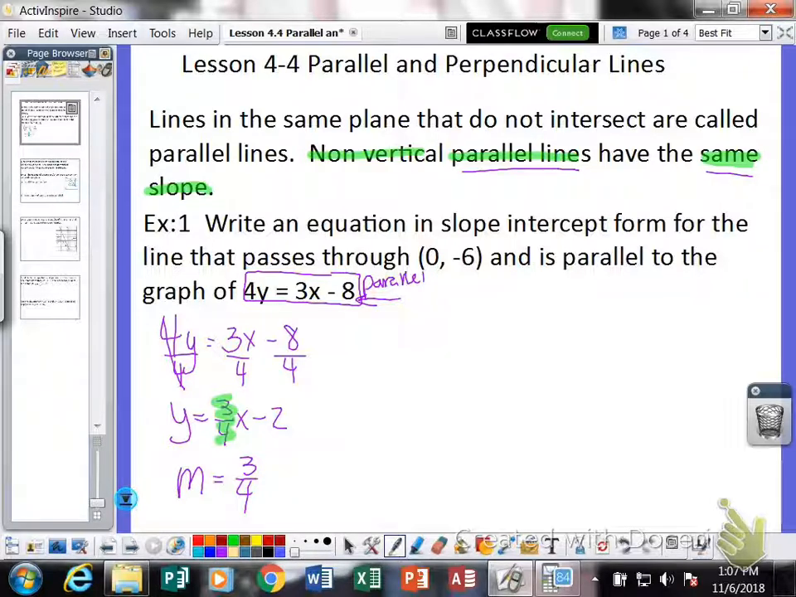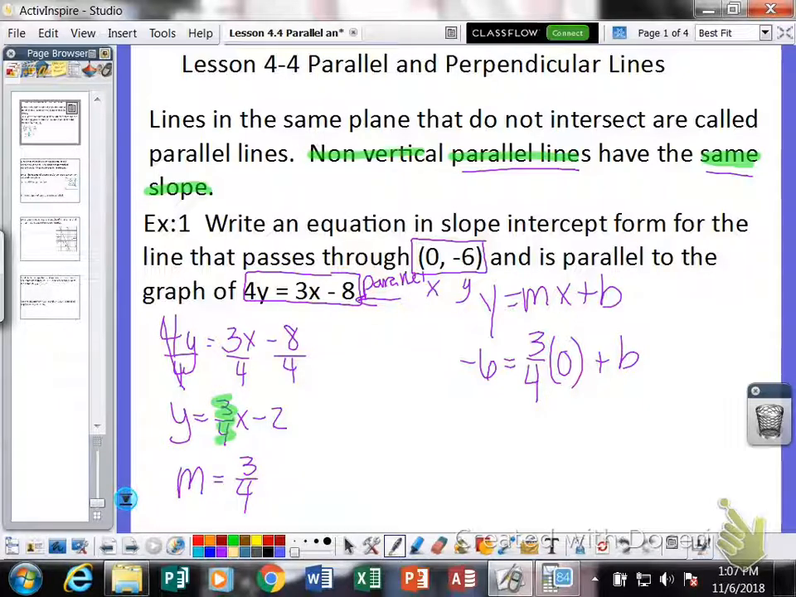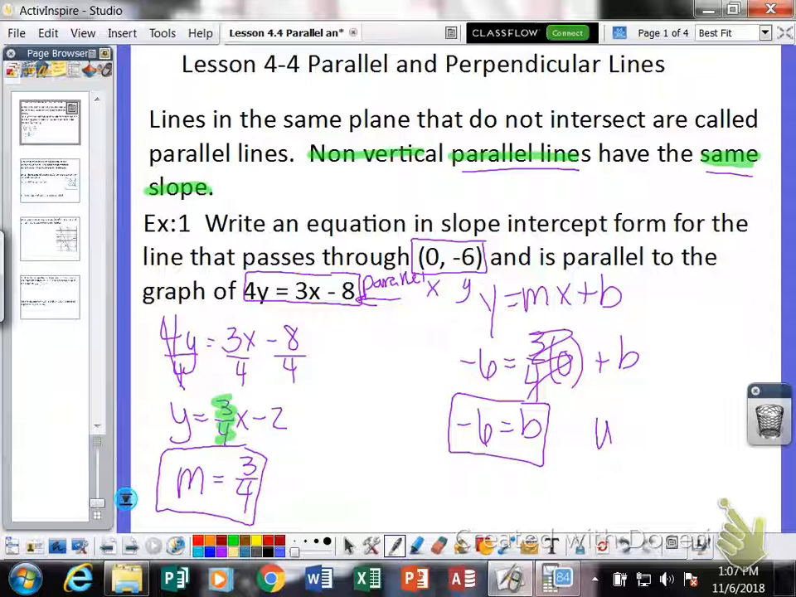Now we go back to our equation, y = mx + b, and we can substitute information. I have a point because I want the line to cross through the point (x, y). So I can replace y with -6, replace m with 3/4 because I want the same exact slope, and replace x with 0, plus b. 3/4 times 0 is 0, so that's gone, leaving me with -6 = b. Here are my two important pieces of information: the same slope, 3/4, and my new y-intercept. So my final equation for my new line is y = 3/4 x - 6.